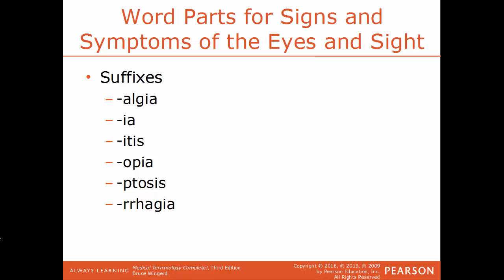Some common suffixes you'll see. Algia is a reference to pain. Ia is a condition. Itis is the inflammation of. Opia is a vision condition. Ptosis is a drooping or a sagging. And rrhagia is a bursting forth of blood.